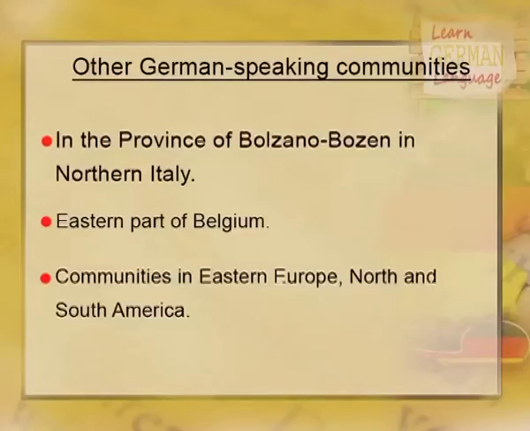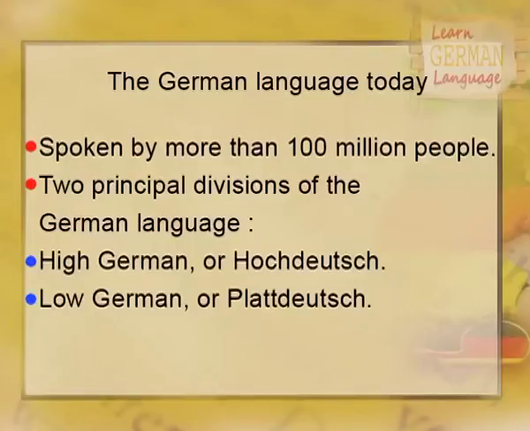And now coming back to the German speaking communities, apart from these countries where German is spoken, there are also other German speaking communities around Europe, such as in Bozen or Bolzano in northern Italy and the eastern part of Belgium, as well as certain communities in Eastern Europe, North and South America where German is spoken. German is spoken today by more than 100 million people.